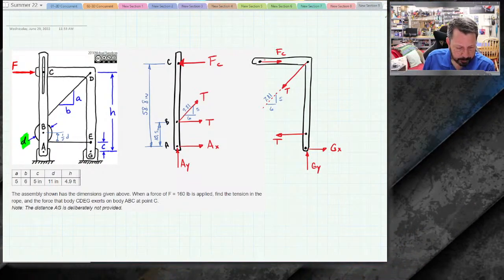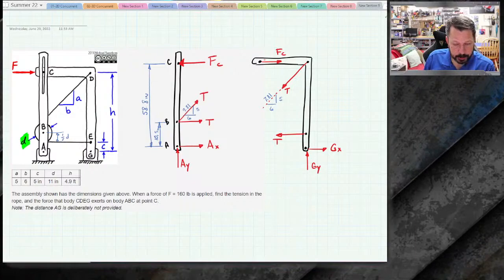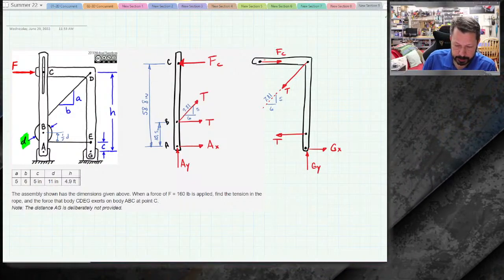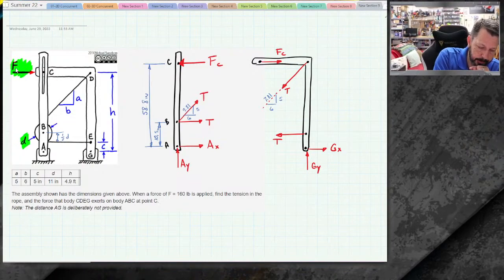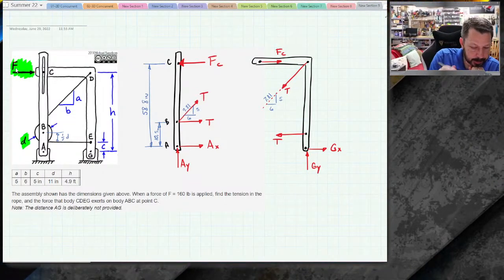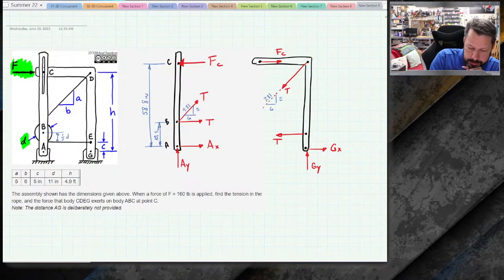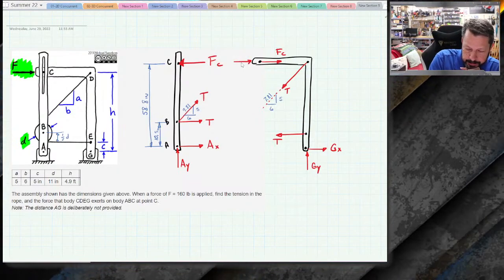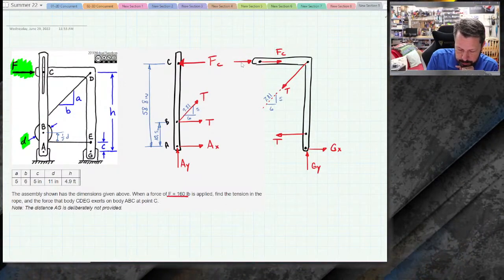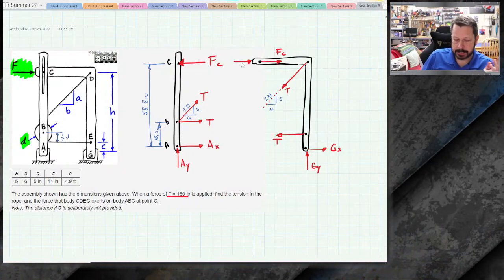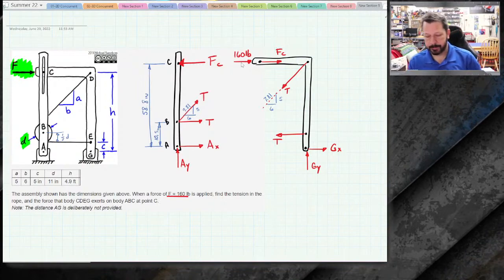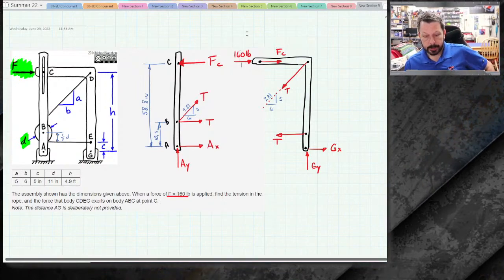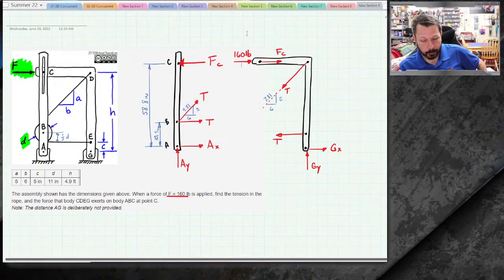Also, F, the external force, is applied to this piece. So if you look over at my picture, F is pushing on this piece, not at C, but right next to C. So it's pushing right here. That's the one thing I know. In my description down here, it says that's 160 pounds. So at least this one, I have one known thing.